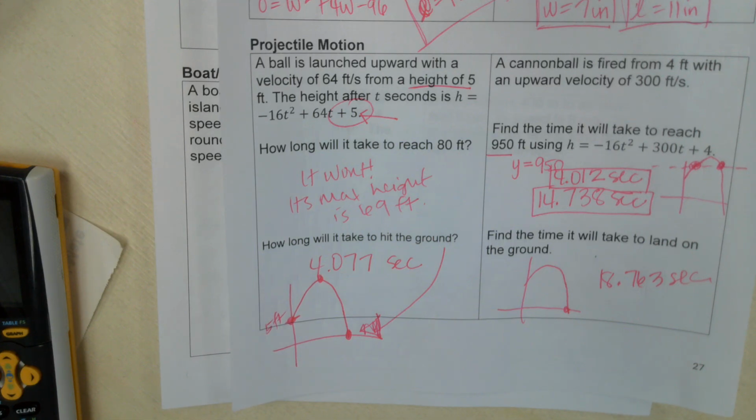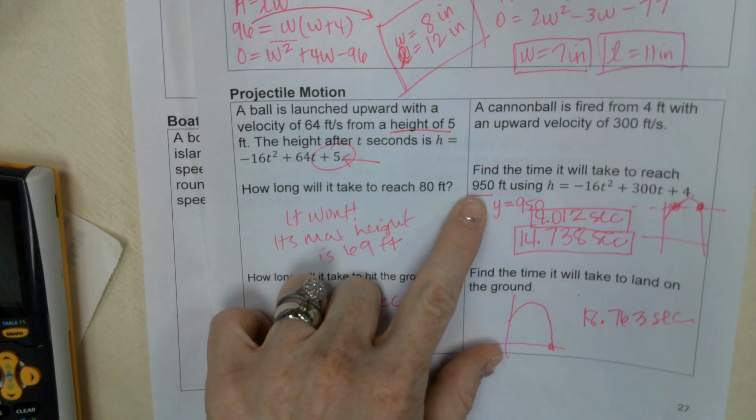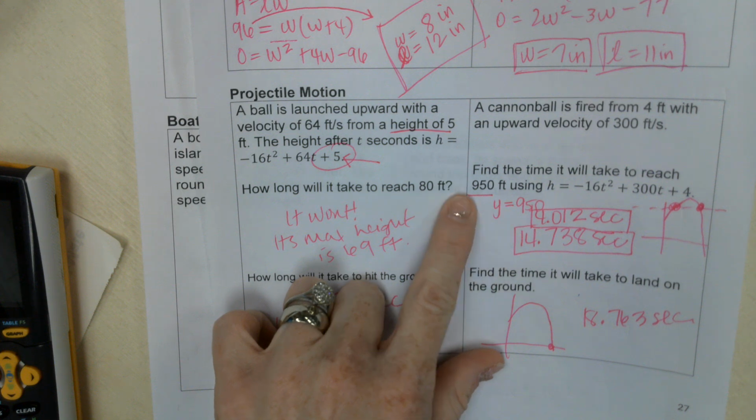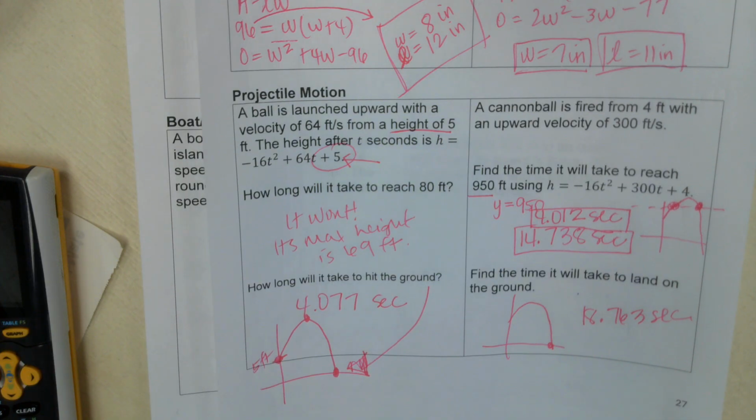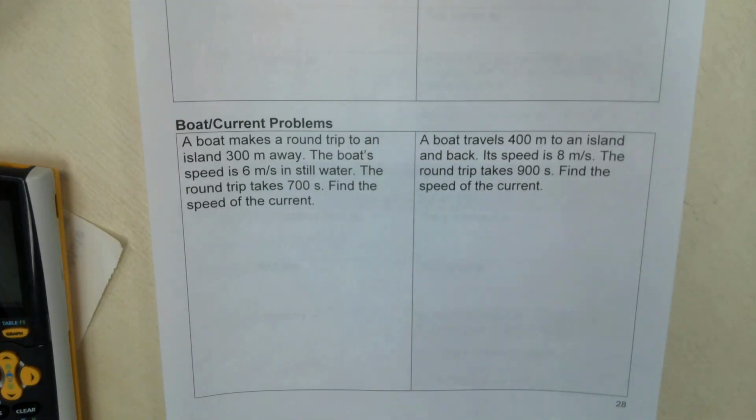You're just looking for locations on your graph that should be given. Okay? Make sure that you pay attention to how I address that situation. Okay, I typed in y equals 950 so that there was an intersection. Okay. All right, here we go.